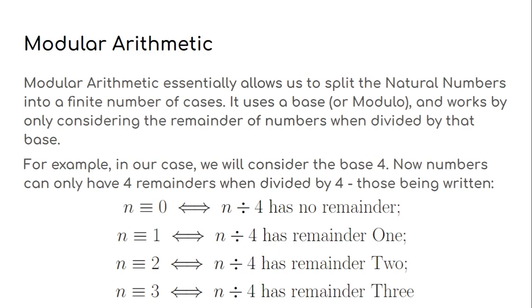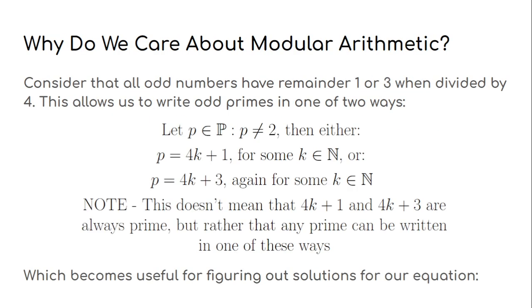This effectively splits the infinite sequence of natural numbers into 4 cases, and handily for our purposes, splits the odd numbers into 2 cases. N is 1 mod 4, or n is 3 mod 4. As a result of this, since most primes happen to be odd, this also splits the primes into 2 cases, 1 and 3. And this will be very useful.